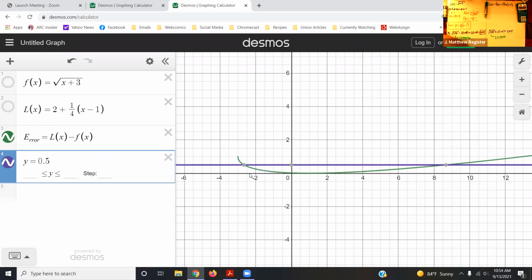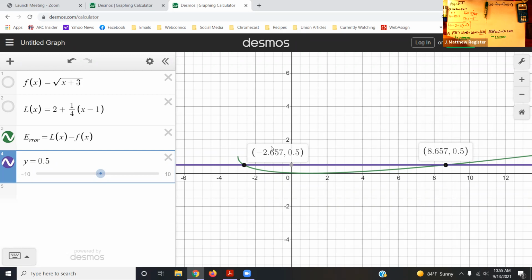And good old Desmos tells you right here: everywhere between negative 2.657 and 8.657, that is when this error is less than or equal to 0.5. And so that's how we can play with our linearizations. As long as we're within that interval, we are going to be pretty dang close. And the fact that it's that close for that long, I mean, that's a very long stretch.